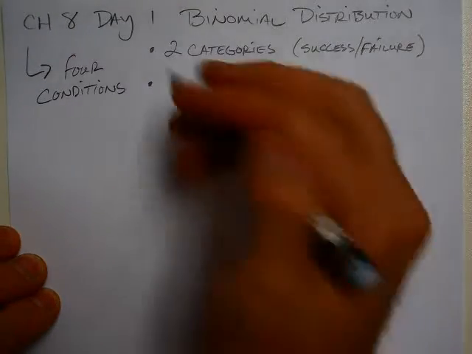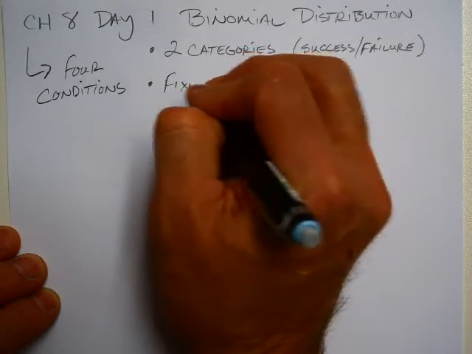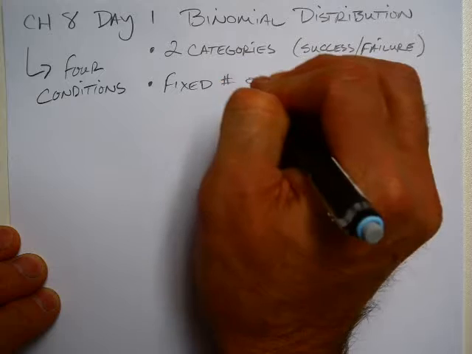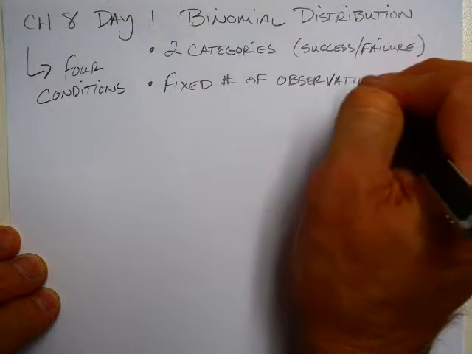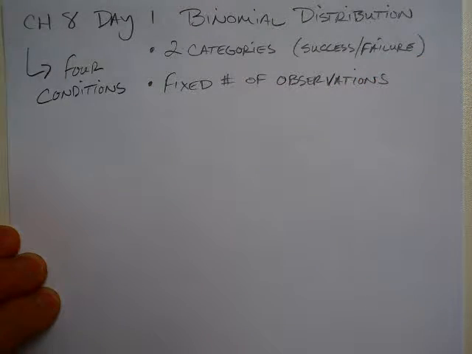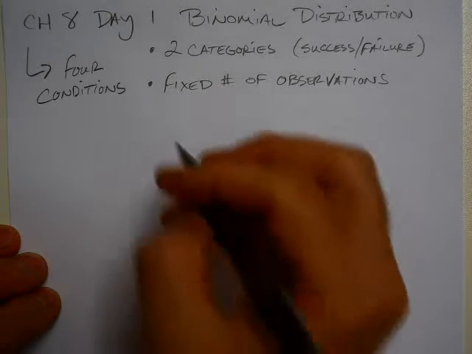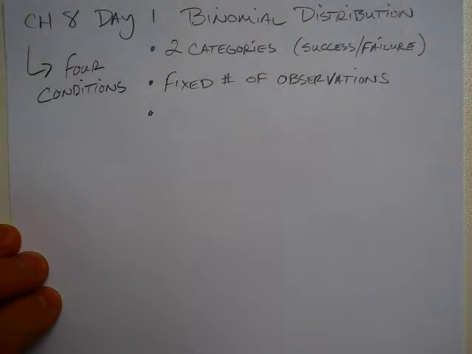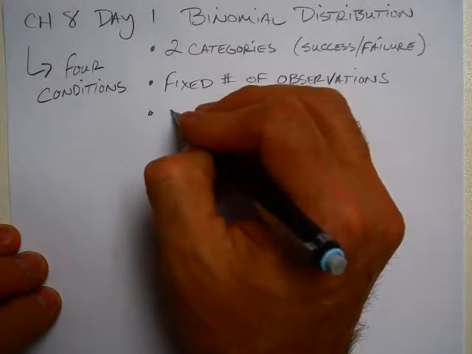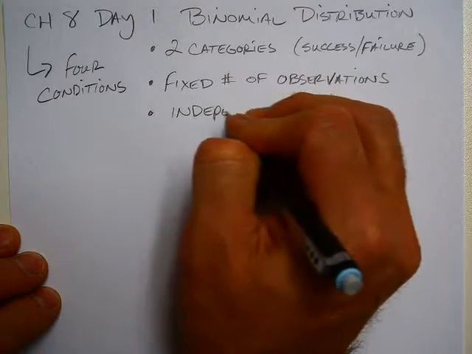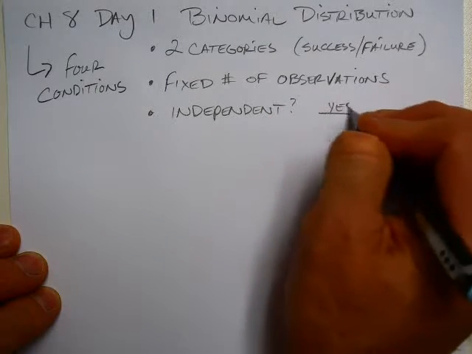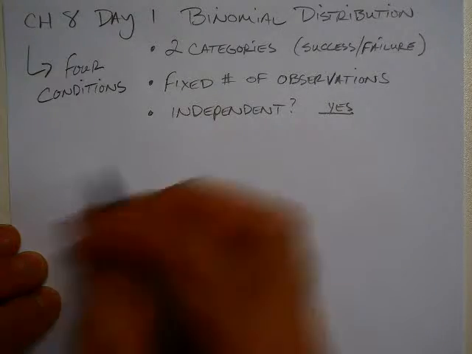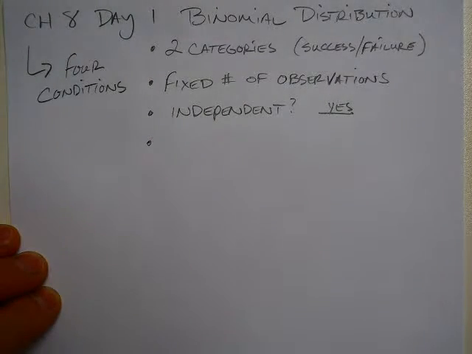A fixed number of observations. So it's not something you're going to observe endlessly. It has to be independent. Each observation has to be independent. The answer must be yes. And lastly, the probability has to be the same for each observation.